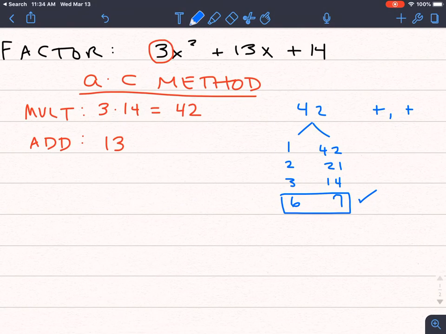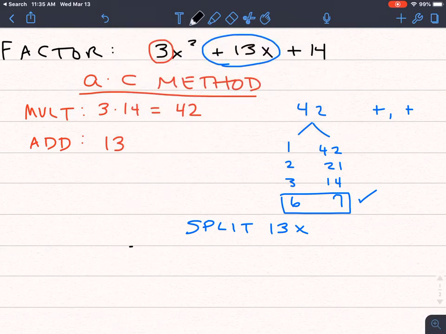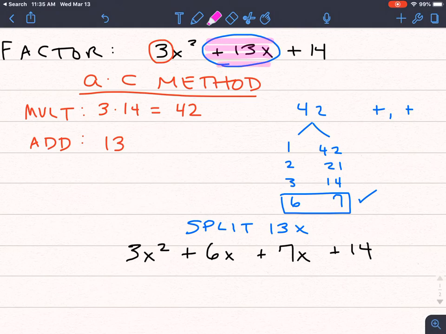So in your a times c method, what I cannot do is just plug that answer in and say it's x plus 6 and x plus 7. What we're going to do is reverse our FOILing approach. We're going to take this middle value of 13x and split it up, so that my initial problem will now read 3x squared, split up into plus 6x and plus 7x, plus 14. So what I did was take that initial 13x and rip it apart. I uncombined my like terms.